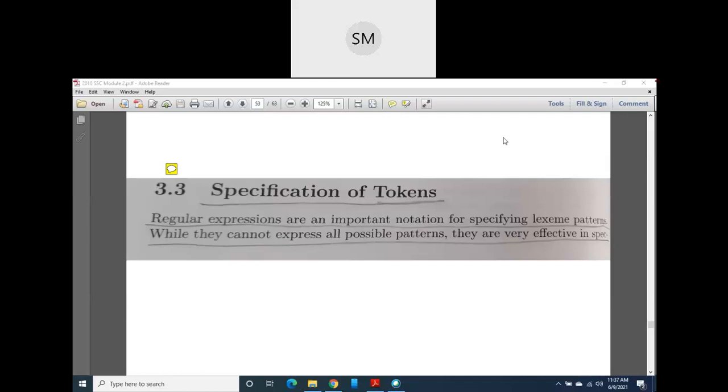Okay, in a previous class, we discussed one very important topic, that is input buffering. Today let me go to the next topic, that is the specification of tokens. Before going to this topic, I just want to brief you about the English language, then I will go to the specification of tokens. Then you will understand this topic very easily.